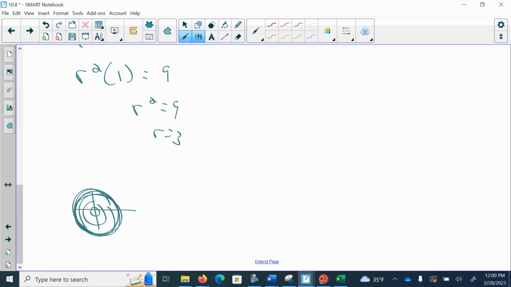So sometimes you have r is equal to 3, which means you have a circle, and sometimes you may have theta is equal to pi over 4, which means you just have a line. It's kind of like with rectangular, you don't necessarily always have to have an x and a y. Sometimes you just have an x is equal to and you have a vertical line, and sometimes you just have a y and it's a horizontal line.